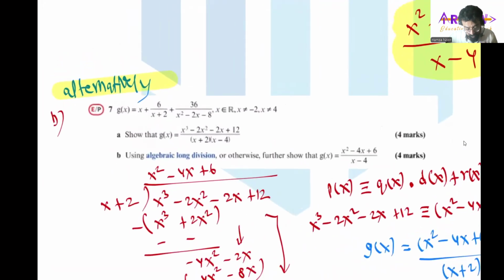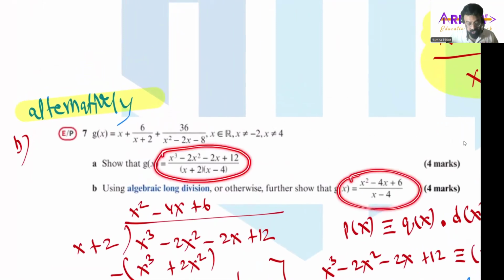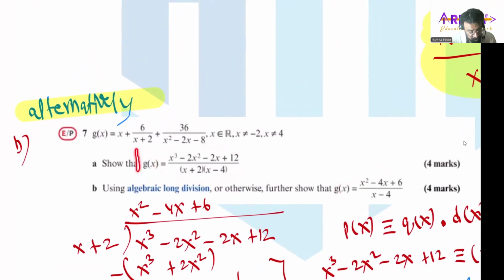Now, as you are aware, just focus on these two fractions. In part A, we have obtained g(x) in this form, and in part B, we need to show g(x) in this form. Now, as you can see, x plus 2 is getting eliminated in the denominator. So this obviously implies that in place of this cubic polynomial x cube minus 2x square minus 2x plus 12, we can write x plus 2 multiplied by a quadratic polynomial. This makes sense or not?